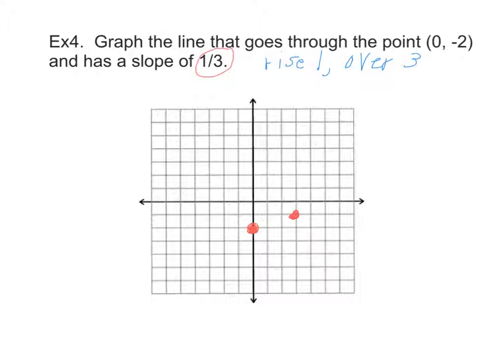I'm going to continue to do that with the next one. I'm going to count up 1, over 3, and put another dot. That's enough now to connect the dots. It's a unique line, meaning there's only one correct answer. Let's look at one more like that.